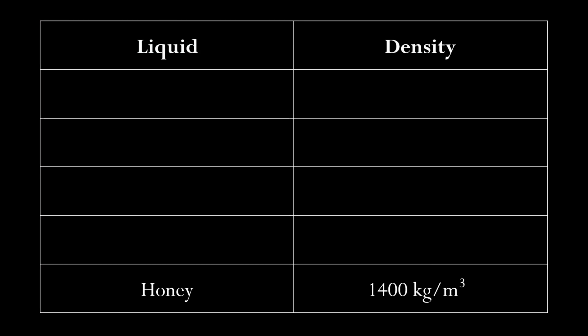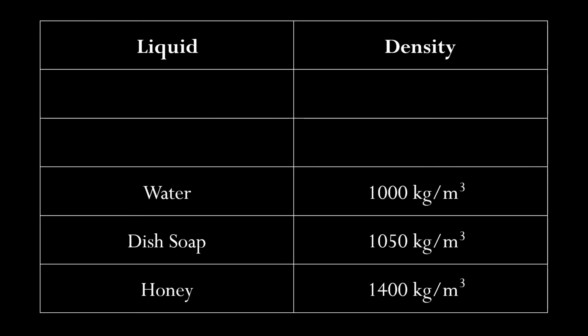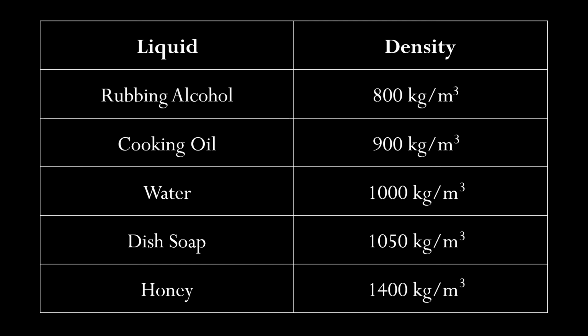Honey, around 1,400 kilograms per cubic meter. Dish soap, around 1,050 kilograms per cubic meter. Water, 1,000 kilograms per cubic meter. Oil, around 900 kilograms per cubic meter. And alcohol, 800 kilograms per cubic meter.